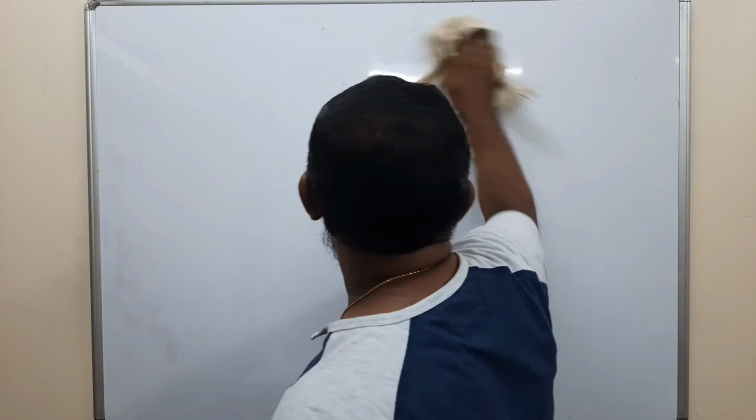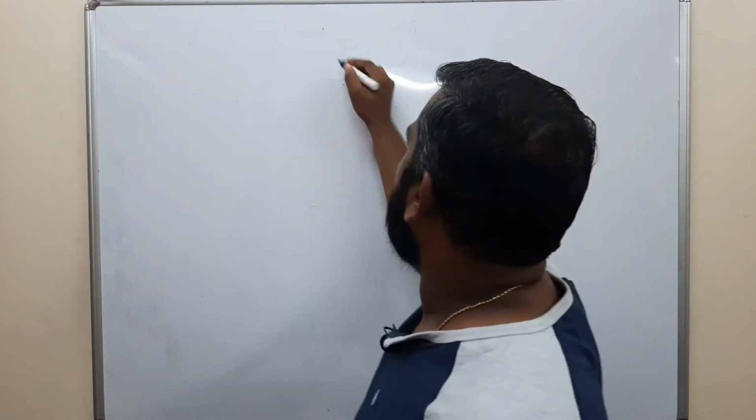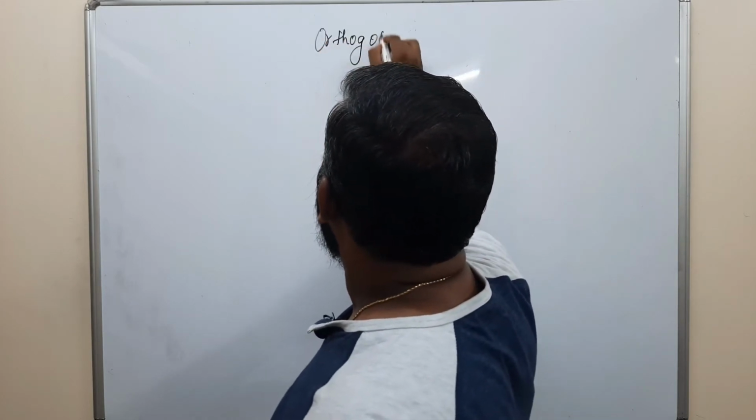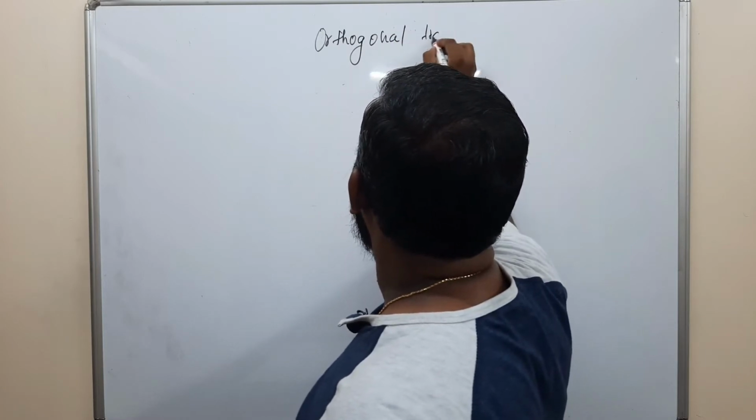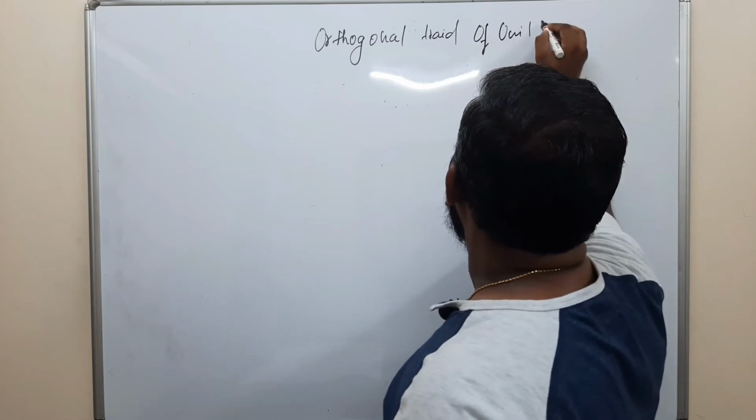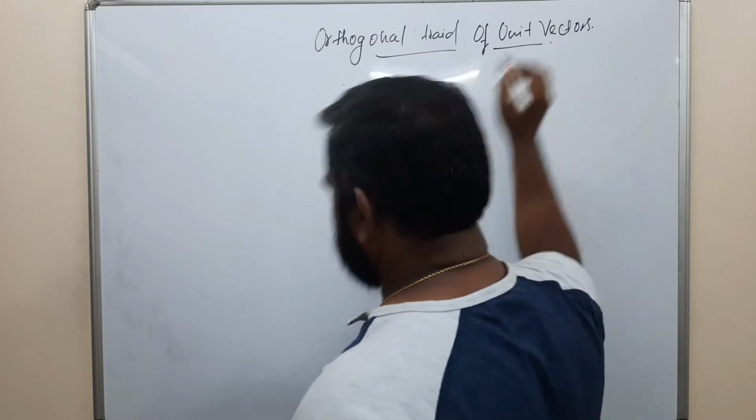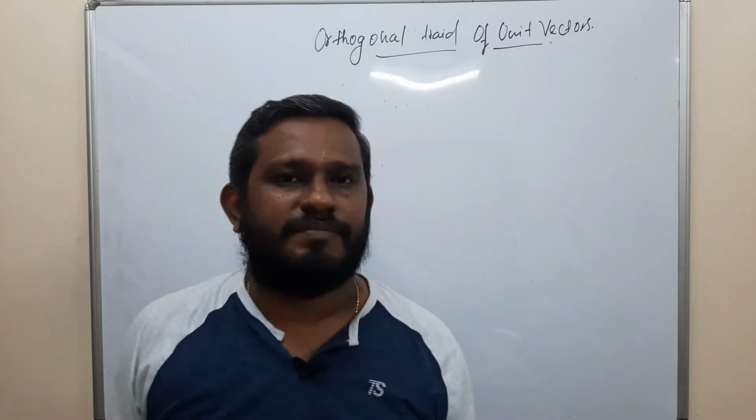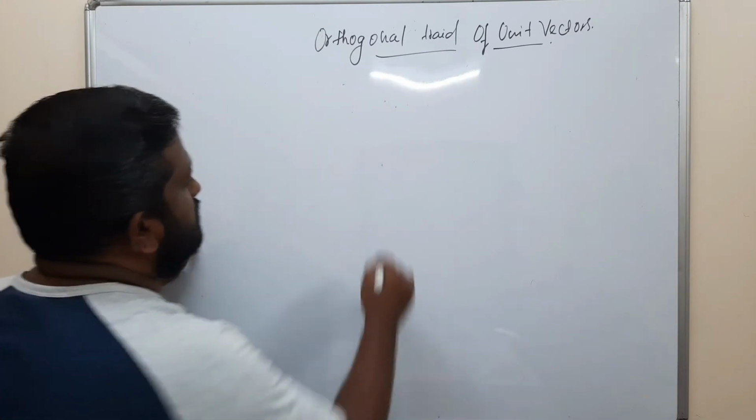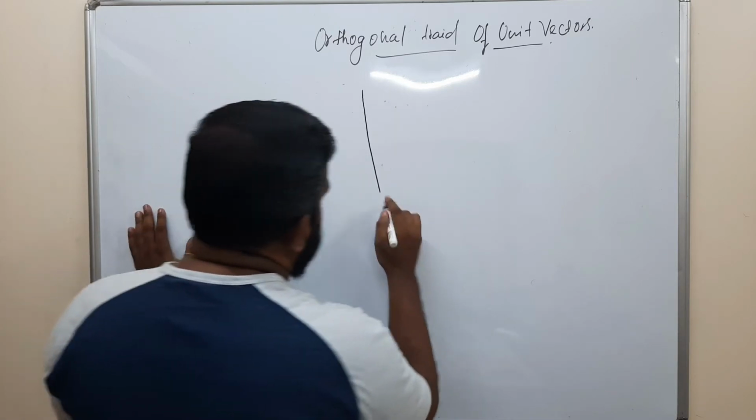Orthogonal triad of unit vectors. So in a right-handed Cartesian coordinate system, what is a right-handed Cartesian coordinate system? Three axes, mutually perpendicular axes.